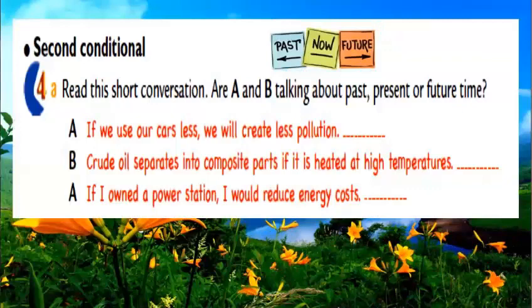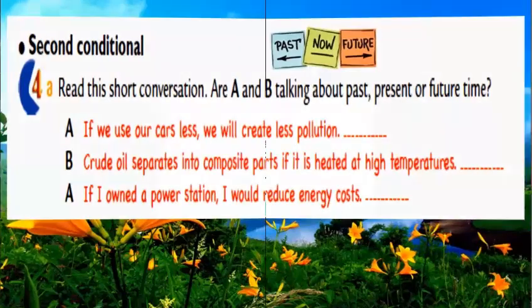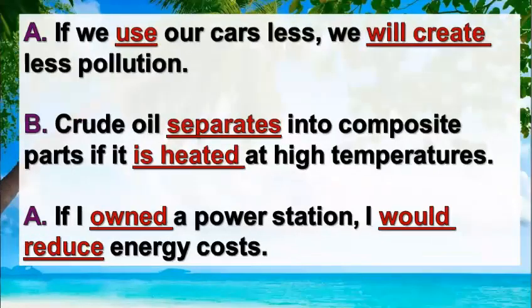So now we have to read this short conversation, A and B, talking about the past, present, or the future. Okay, let's have a look and then answer the exercise. "If we use our cars less, we will create less pollution." "Use" is present simple. "Will create" is, of course, future simple. So is this F1, F0, or F2? Of course, it's F1. Using "will" means we are talking about F1.